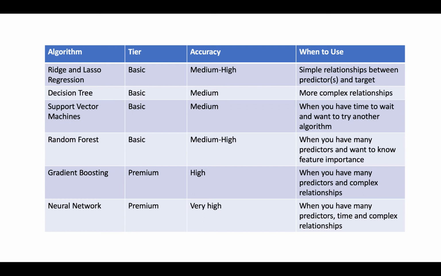Next is the last algorithm in the basic tier. And this is a really high octane model and has won a lot of competitions in data science. It's called the random forest model. And the accuracy on this can be very good at times.